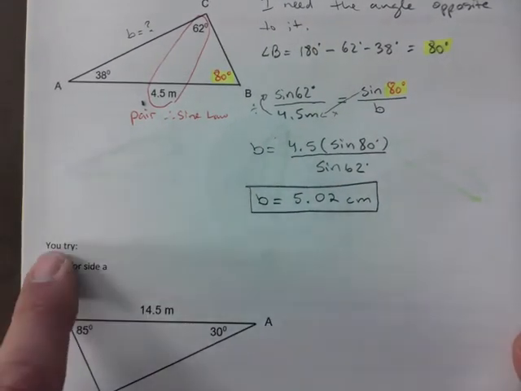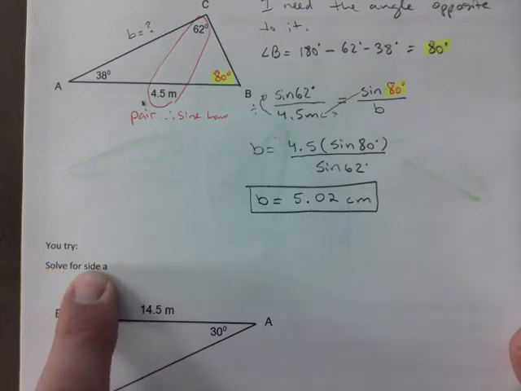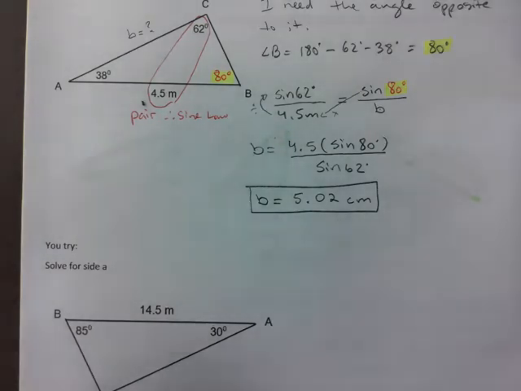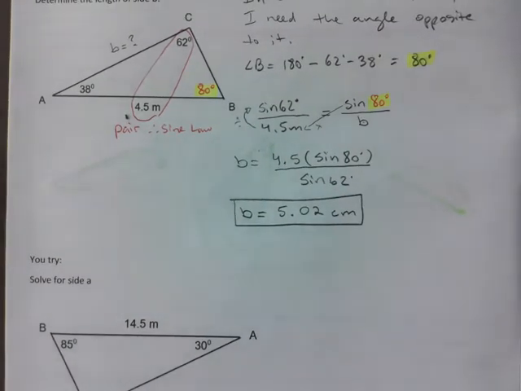Okay, so it says you try on the bottom here. How would you solve for side A using the example I just gave you? So I'm going to pause here and you give that a try, okay?